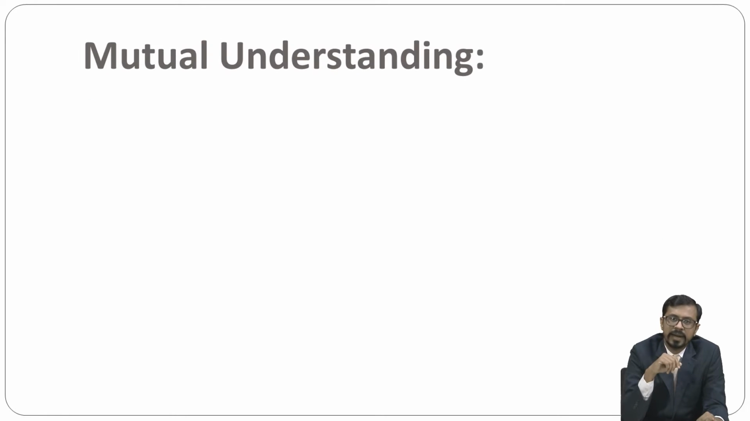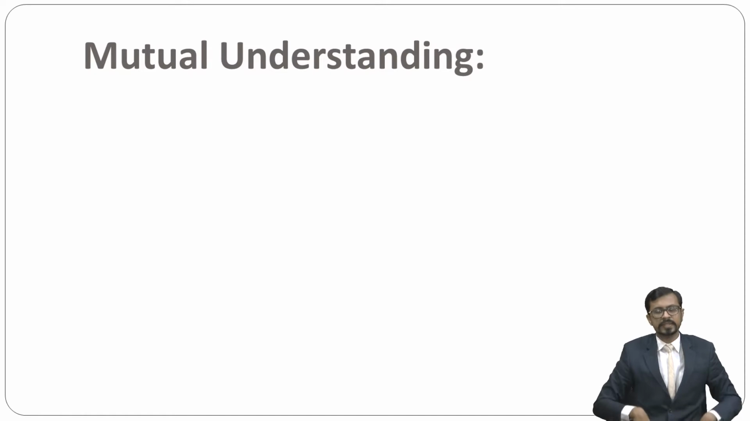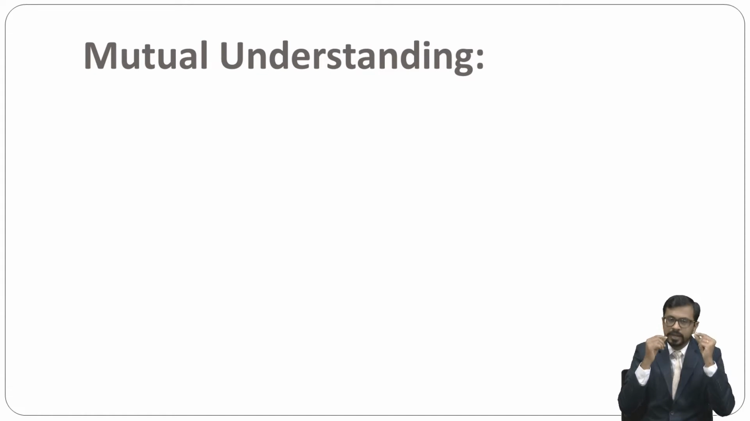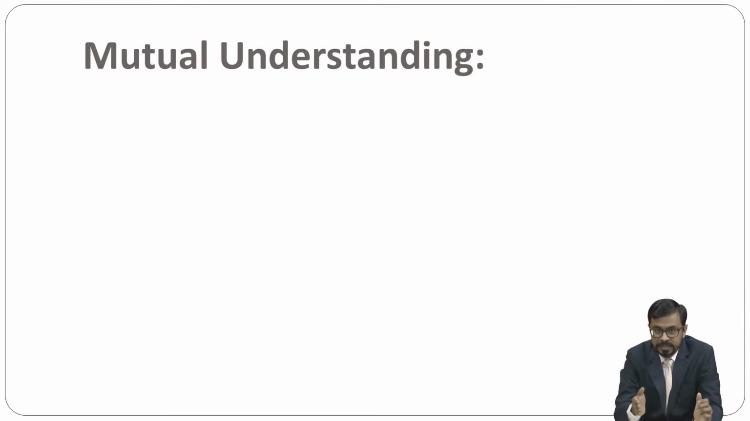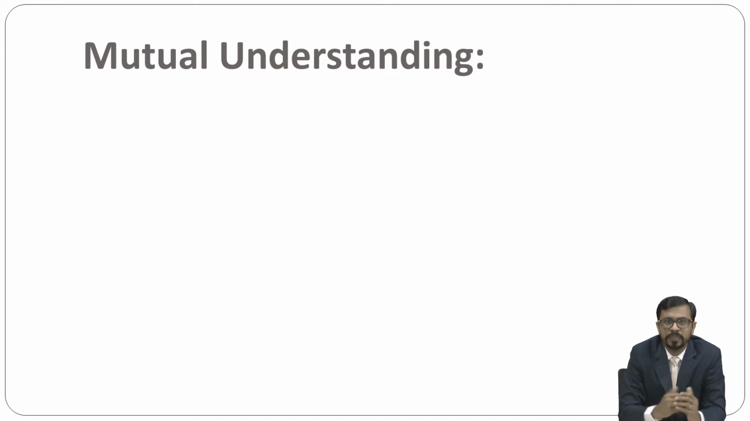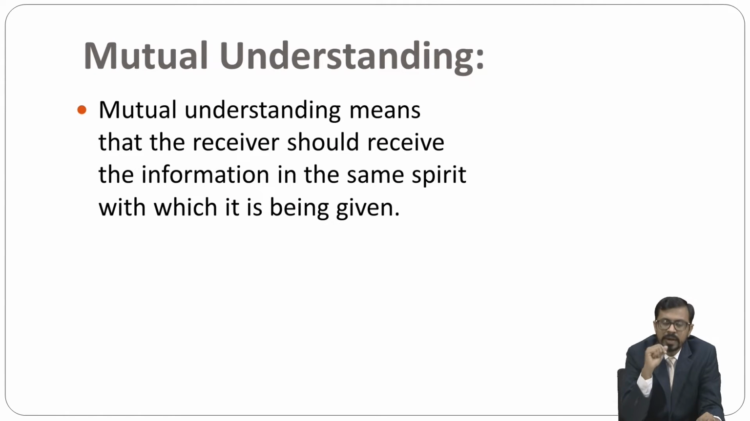The third important characteristic is that there has to be a mutual understanding between the sender and the receiver. Now, why is this important? Because suppose if the sender wants to say something and the receiver does not understand the same message in the same way that the sender wants it to be understood, then there is no meaning of the communication, right? So there has to be a mutual understanding between the two. Mutual understanding means that the receiver should receive the information in the same spirit with which it is being given.